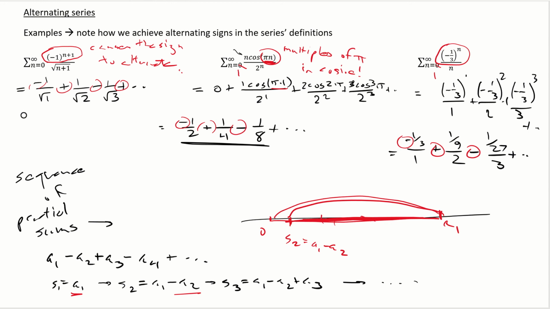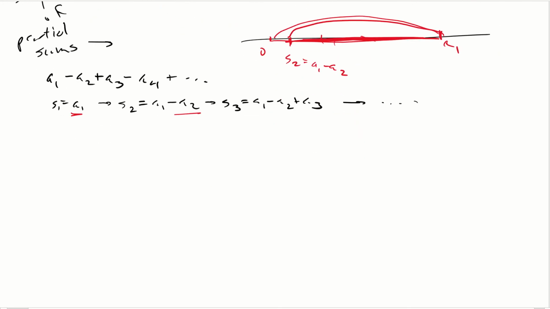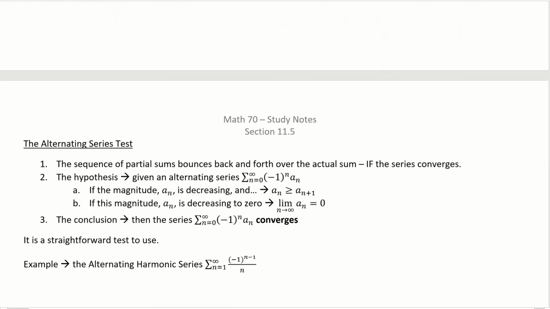Something about that led mathematicians of the past to say, I know when this guy converges and I can prove it. Okay, so that becomes the alternating series test. And that takes us to the next page. Down here, you actually have the alternating series test. What it does is it tests to see if an alternating series converges.